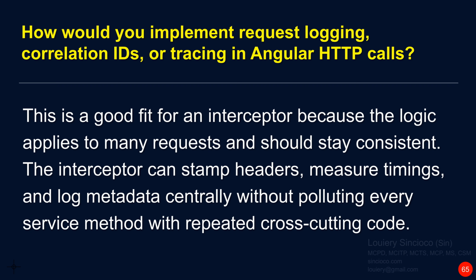How would you implement request logging, correlation IDs, or tracing in Angular HTTP calls? This is a good fit for an interceptor because the logic applies to many requests and should stay consistent. The interceptor can stamp headers, measure timings, and log metadata centrally without polluting every service method with repeated cross-cutting code.